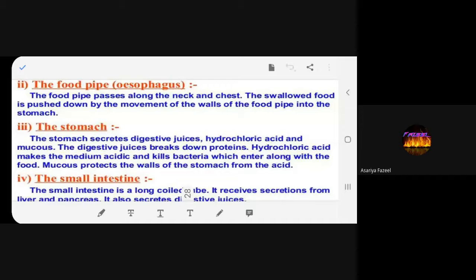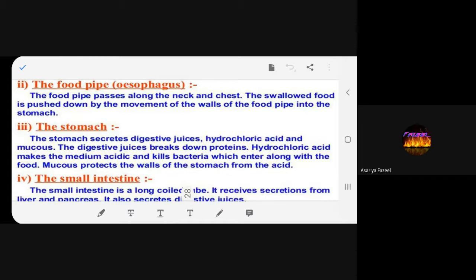One of you start reading, beta. Boys, can you hear me? The food pipe passes along the neck and chest. The swallowed food is pushed down by the movement of the walls of the food pipe into the stomach.